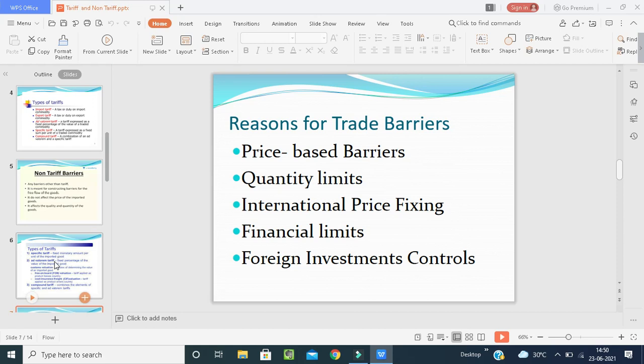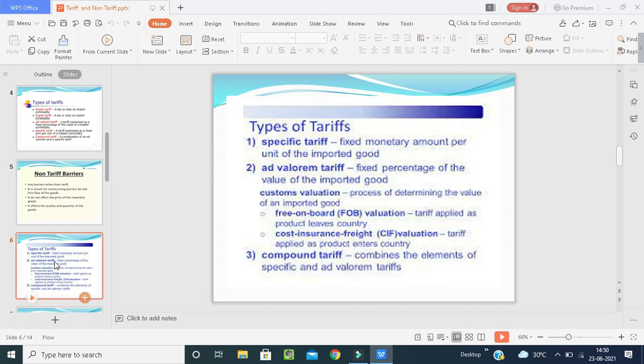Wait, there is one more. We have already discussed types of tariffs like specific tariff, ad valorem tariff, and free on board tariffs. So a free on board tariff is nothing but a tariff applied as the product leaves the country. Customs valuation is the process of determining the value of an imported good. What is the value of the imported goods? They will calculate it, and upon that they will add the taxes or customs charges.